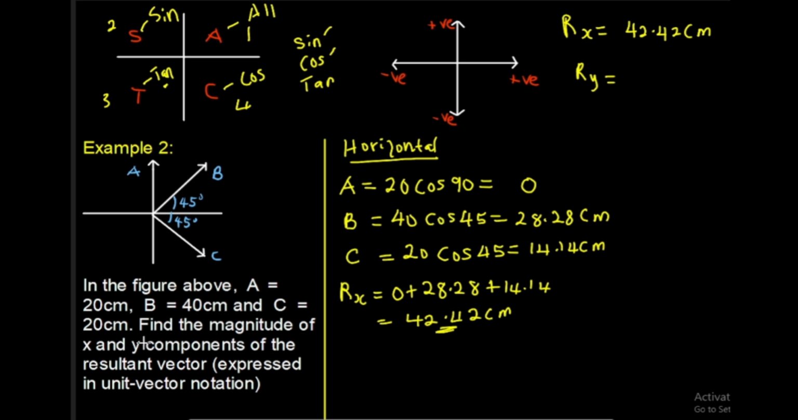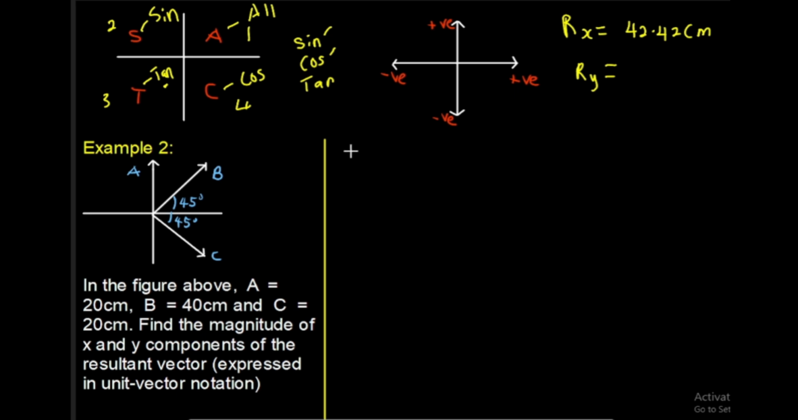Now let's try to get the vertical component of the resultant. Remember they said find the magnitude of the x and y components. X is horizontal, y is vertical, of the resultant vector. So this is for horizontal. Now we'll go to vertical. The only difference for vertical is that rather than having cos, you'll be having sine. So let's do it together here. Now we want to resolve vertically. So come down here, see vertical.